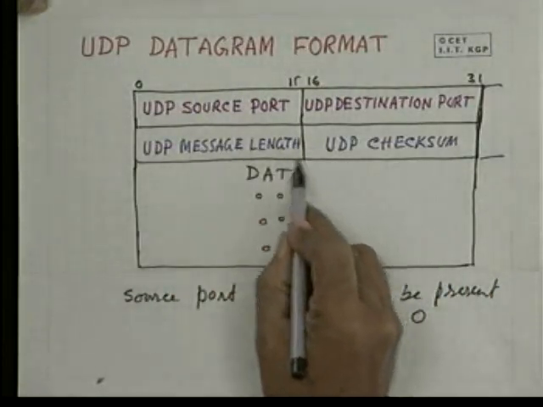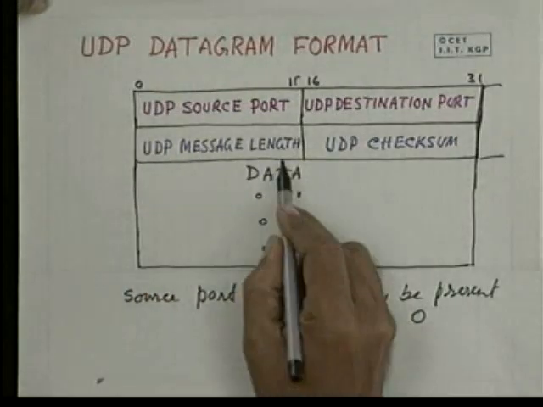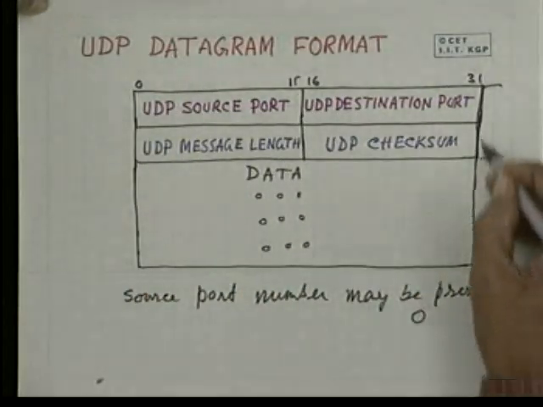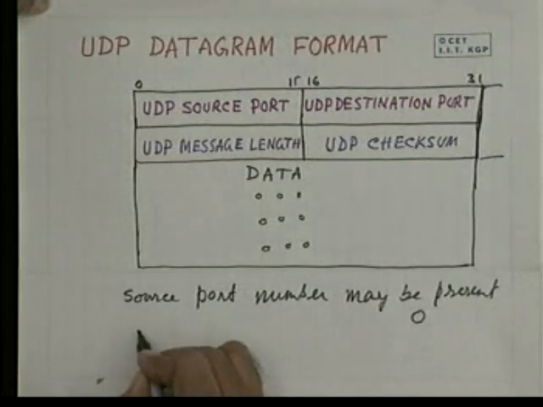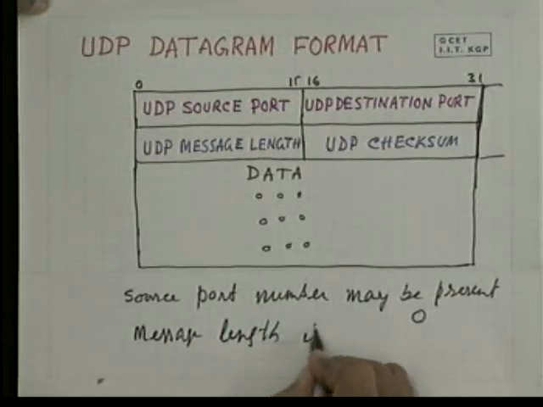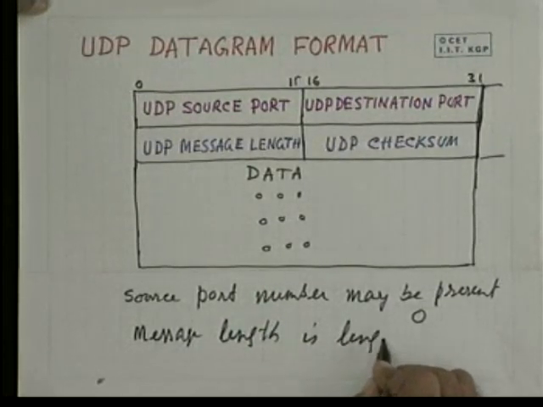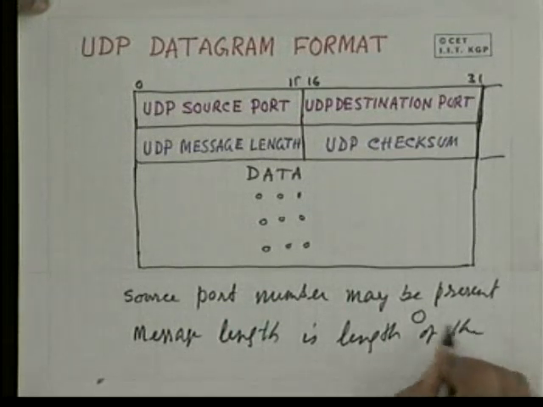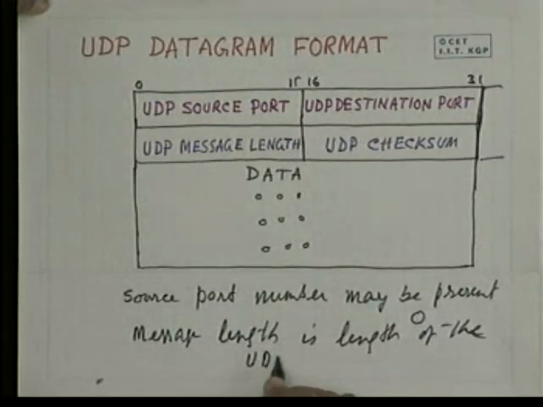Then this UDP message length gives you the total length of the UDP datagram in octets. So message length is the length of the UDP datagram.